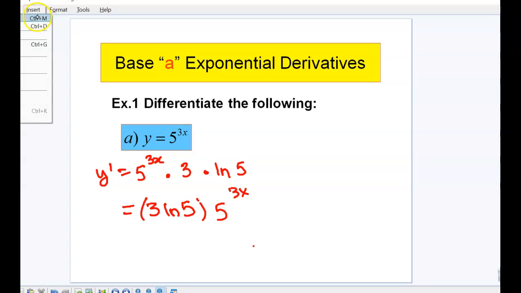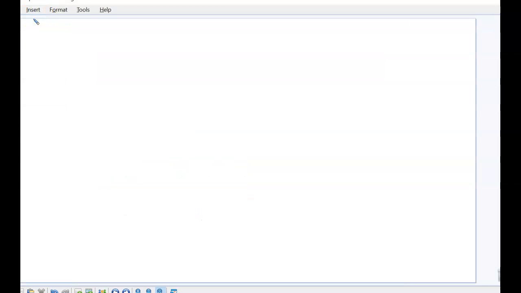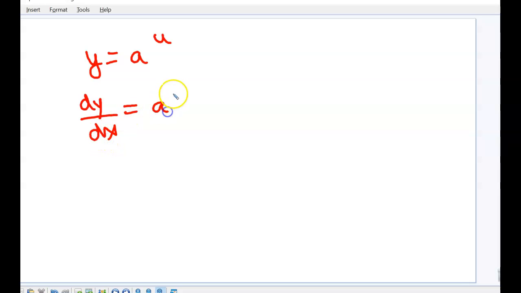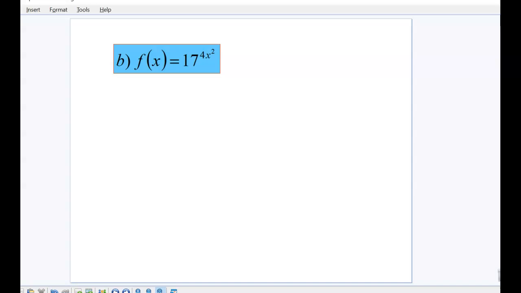So, in general, if I have an exponential function of the form y equals a to the u, then the derivative with respect to x is going to be the function itself times the derivative of the exponent with respect to x times the natural log of the base. So let's take a look at our next example. So I have 17 raised to the 4x squared. So the derivative is going to be itself times the derivative of the exponent times the natural log of the base.